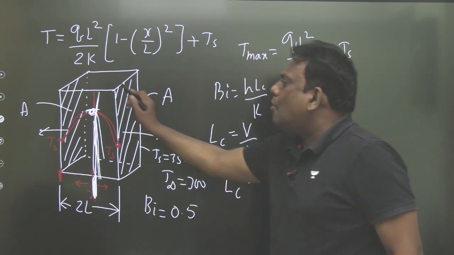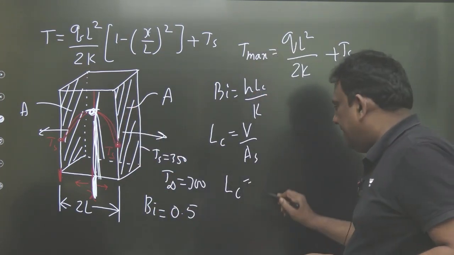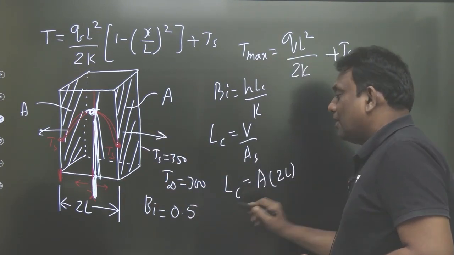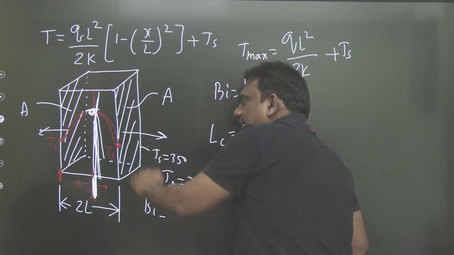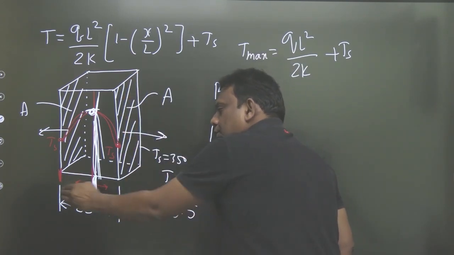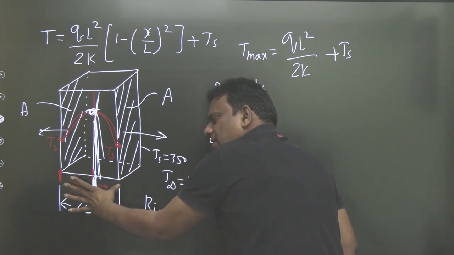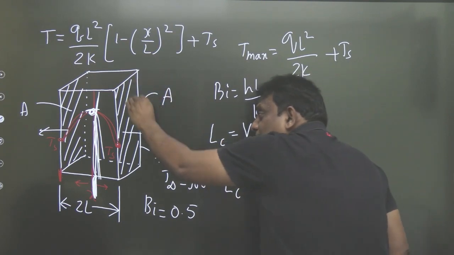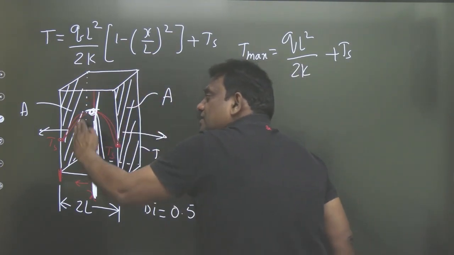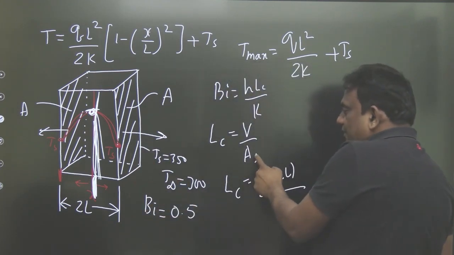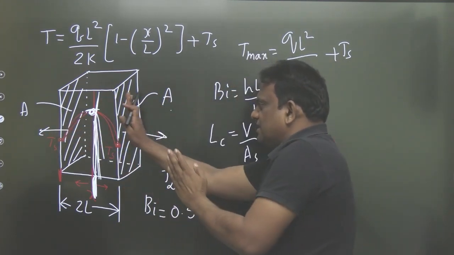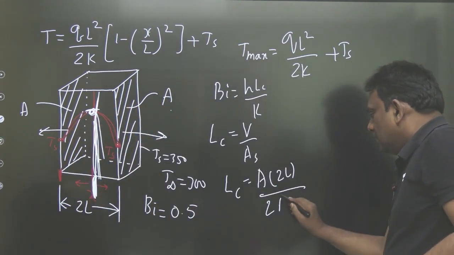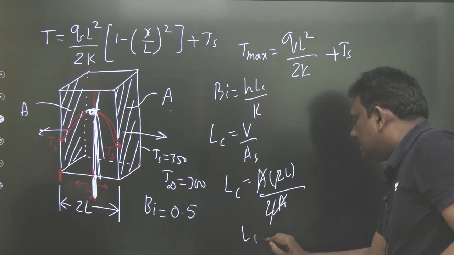What is the volume of this slab? Let the area be A into length L. Don't write L because the length is 2L. Area into 2L. Volume is area into length. What is that length? 2L. By surface area. Look at, convection is occurring from this area. Convection is occurring from this area. So what is the total surface area? A plus A. So what is the total area? It is 2A. So therefore, 2 is gone, A is gone. So the characteristic dimension is L.